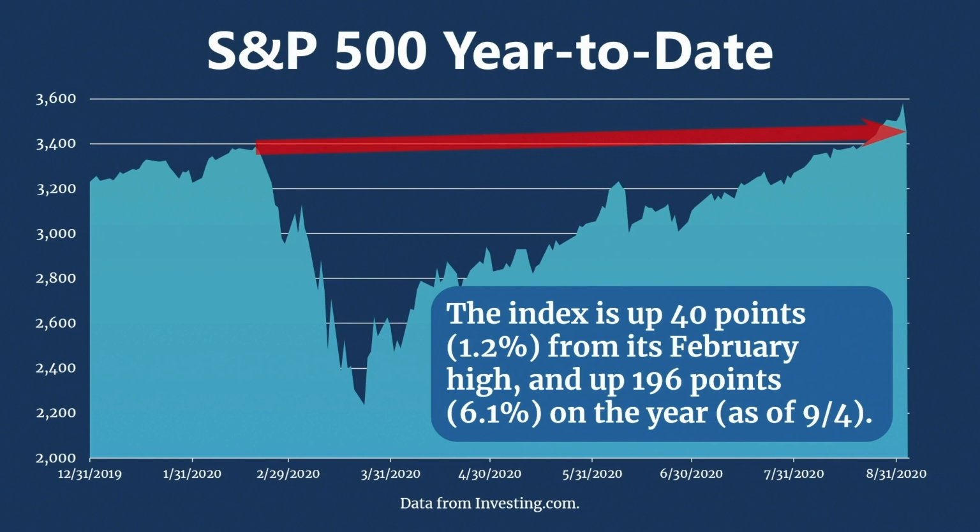So if you were someone who didn't need to make an adjustment, did feel okay going through that, it's really interesting to see where we are now. Again, the market dropped 34% and then it made back 53%. Well, if you look at it, as of September 4th, the index is up about 40 points from its high in February, about 1.2%, or year to date, up about 6%.